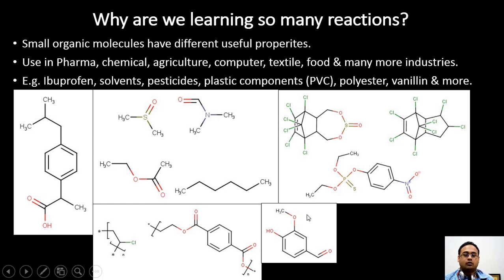And another small organic molecule popularly known as vanillin is used as a food additive. Many of the foods come in vanilla flavor, so this vanillin compound is added. There are countless more examples of where small organic molecules are used on the commercial scale, either as medicine or for materials.